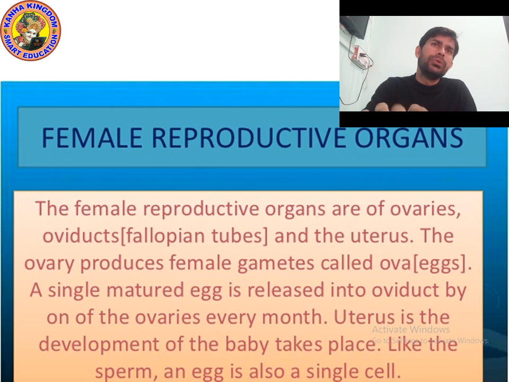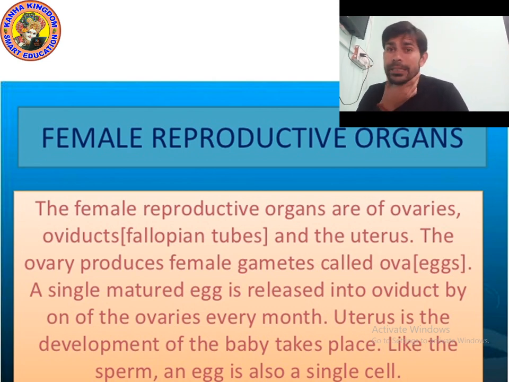There are different parts of the male reproductive organ, like bladder, scrotum, testes, epididymis, pubic bone, penis, and spongy urethra. But if we talk about the main parts, there are three main parts of the male reproductive organ: one pair of testes, sperm ducts, and penis.